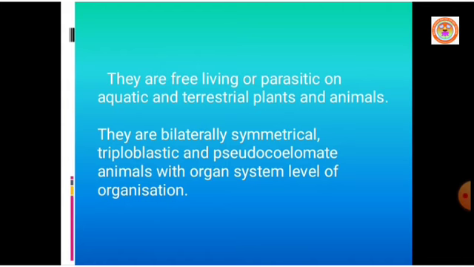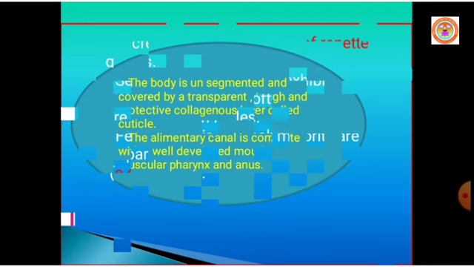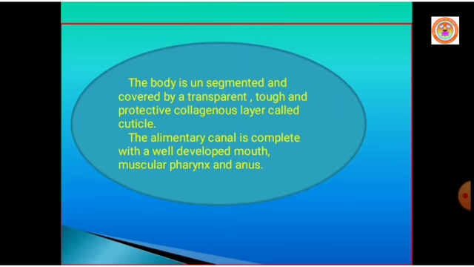They are free living as well as parasitic on aquatic and terrestrial plants and animals. Members of Aschelminthes are roundworms. Generally, they are bilaterally symmetrical, diploblastic, with pseudocoelomate body showing organ system level organization. The body of this animal is covered by a transparent, tough, protective, collagenous layer called cuticle.